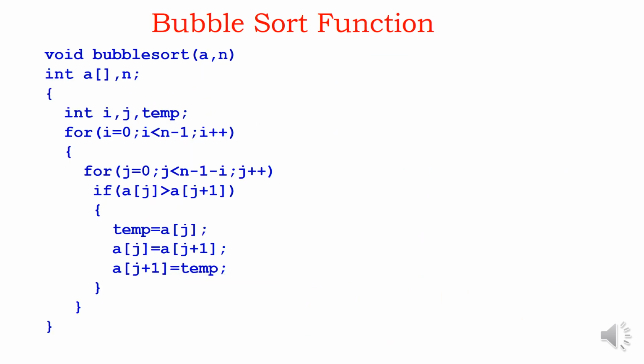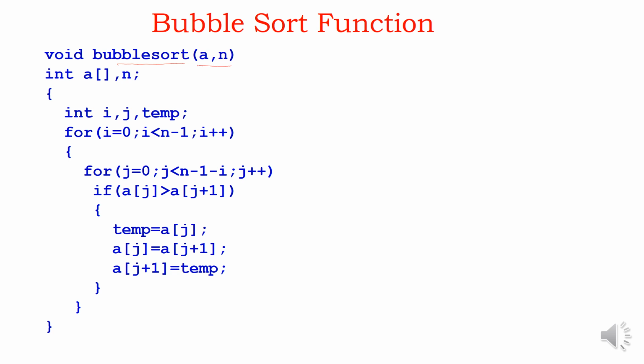Let me explain the bubble sort technique using a C function: void bubble sort (a, n). Bubble sort is the name of the function. A and n are formal parameters. A is the array, n is the number of elements in the array. We are going to sort an array consisting of n elements.